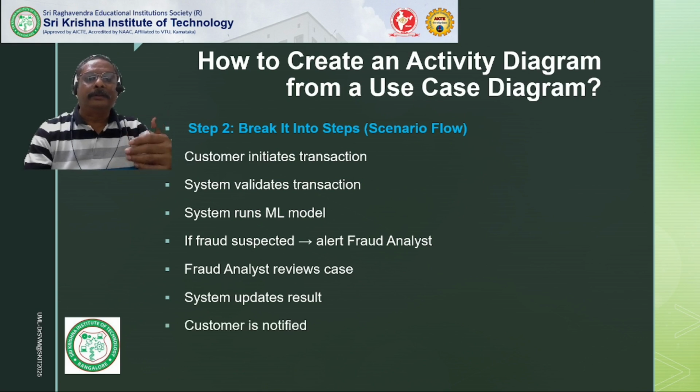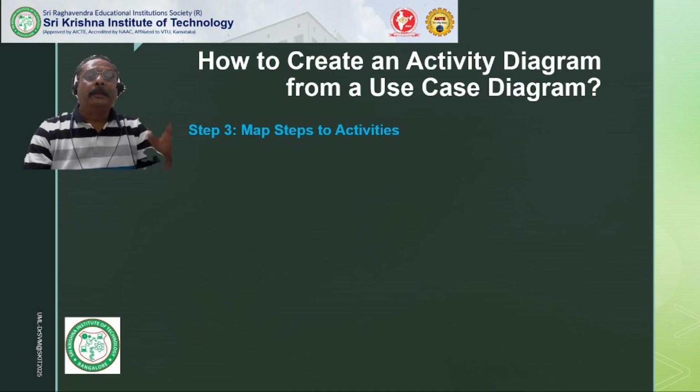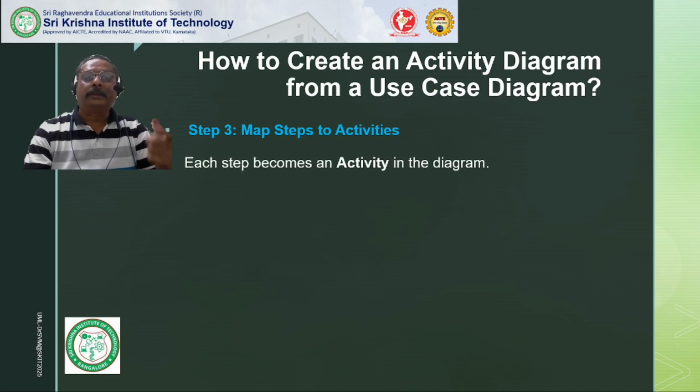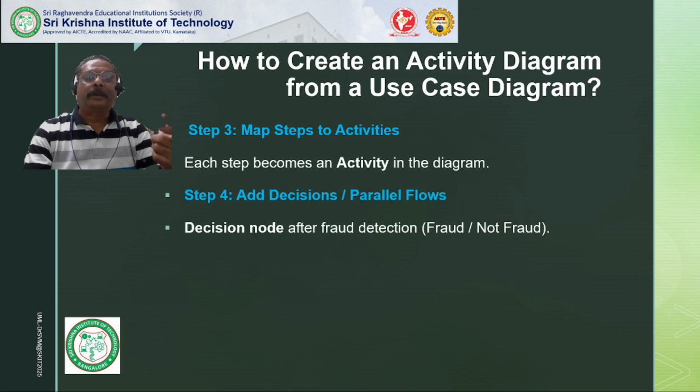finally updates the result, and the customer is notified about the transaction, whether the transaction is completed or not. If there was fraud, then a message goes to the customer saying that it is not possible, it is stopped, and all that. Then the third step is to map the steps to the activities. Each step becomes one activity in the diagram. Then the fourth step talks about the decisions or parallel flows.